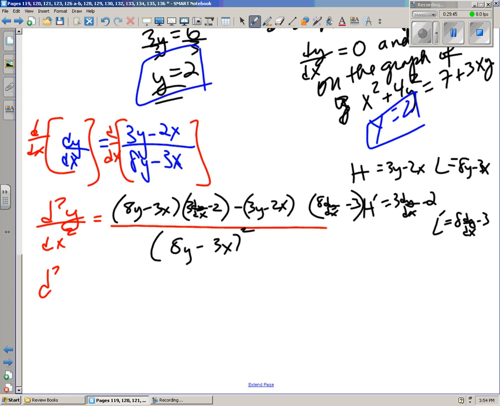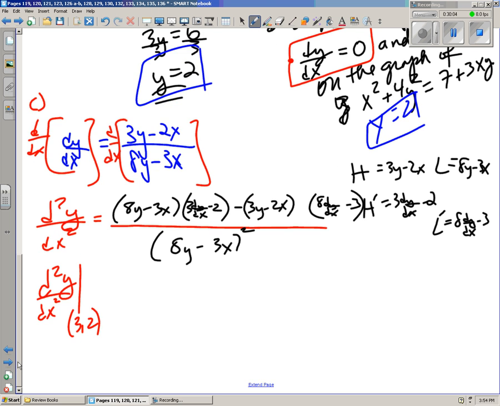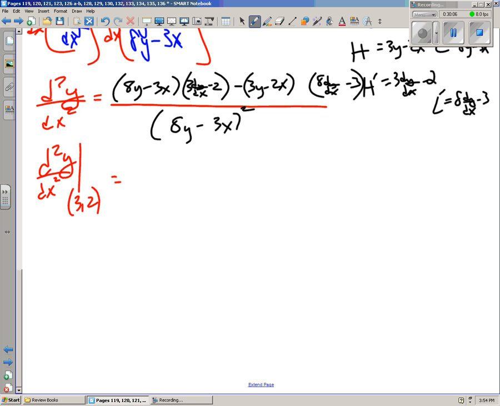Now, dy over dx is a pain, but if you remember, we are being asked to find the value of the second derivative at this special point, 3, 2. The whole point of 3, 2 was that this first derivative was equal to 0. If we go back to part B's work, so this is actually part C, the dy dx was equal to 0. So wherever we see dy over dx, it goes away. So this isn't so terrible now.